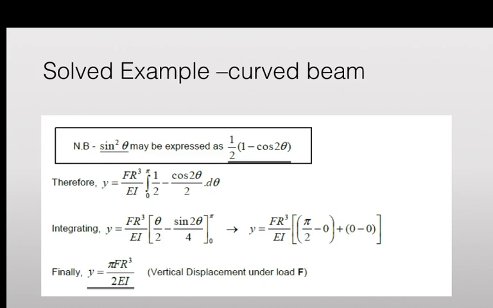Since the integral of cos 2 theta is sine 2 theta divided by 2, you get sine 2 theta divided by 2 into half, which is sine 2 theta divided by 4. And y equals F R cubed divided by EI of π divided by 2 minus 0 plus 0 minus 0. Finally, y equals π F R cubed divided by 2 EI.